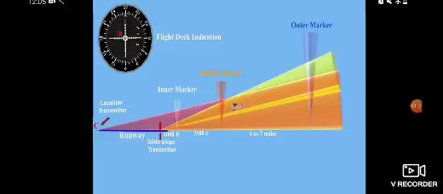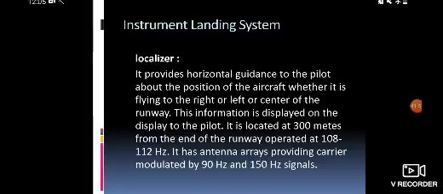Okay, this is the point C. At the C point we have a localizer, and internally we have the inner marker, middle marker, and outer marker. So this is a runway, and from C at a particular distance, that is 1000 feet, we also have the glide slope transmitter. Okay, so this is the figure showing the instrument landing system, that is ILS.